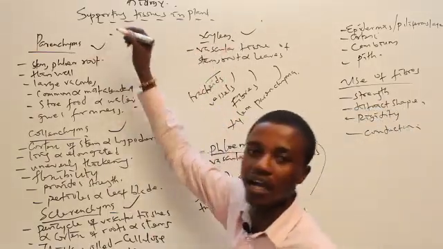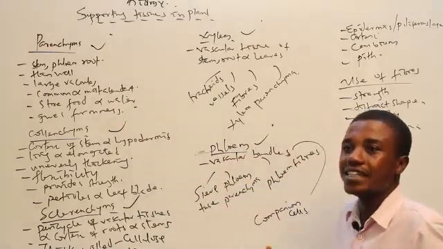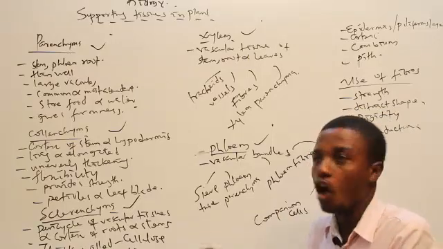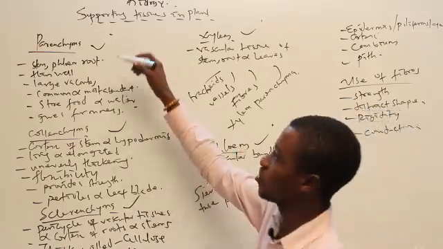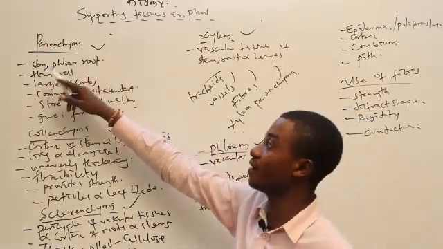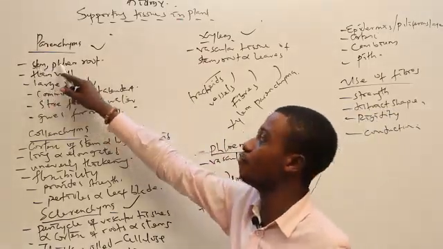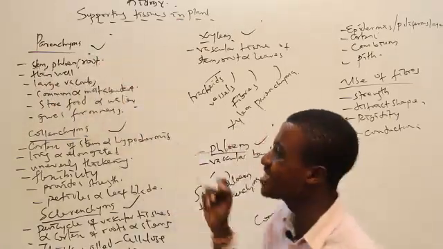The parenchyma is living. It is actively dividing. It is like the active part of the supporting tissue. The parenchyma is found in the cortex of the stem, in the phloem, and in the root as well. It has a thin wall.